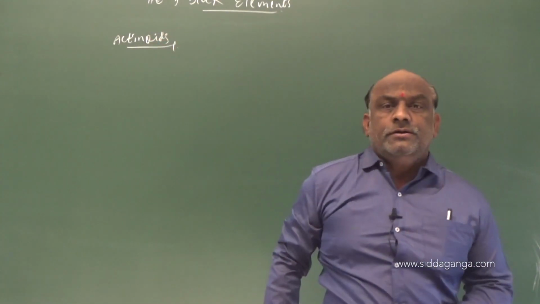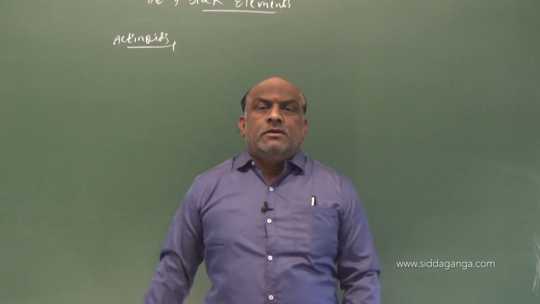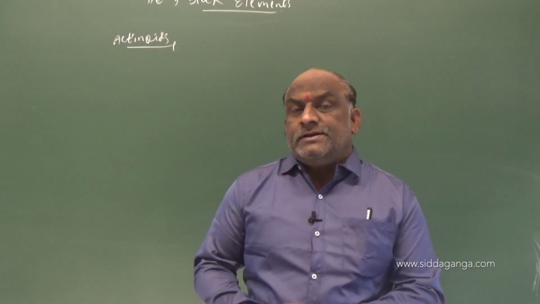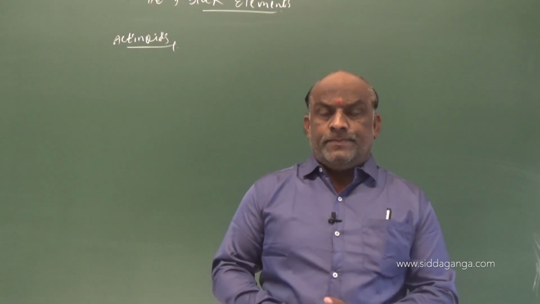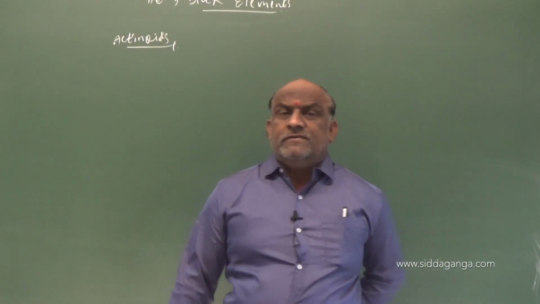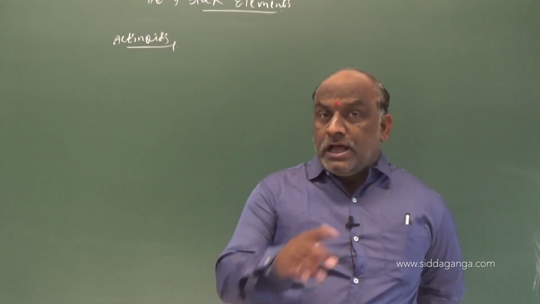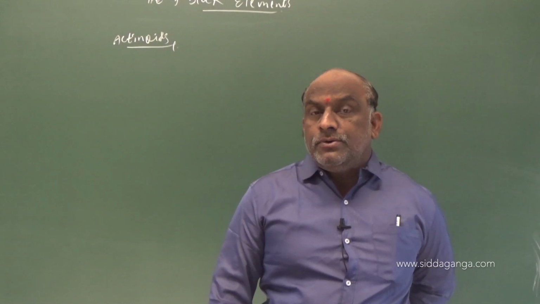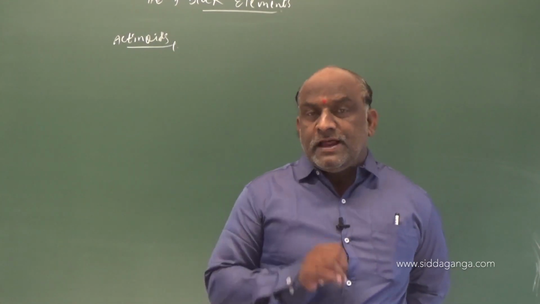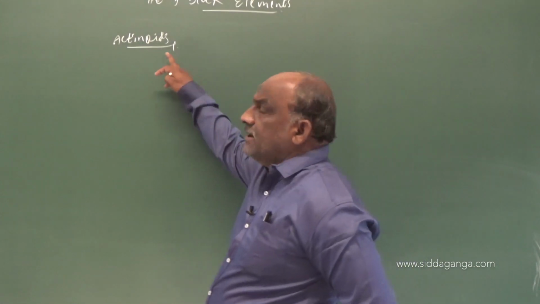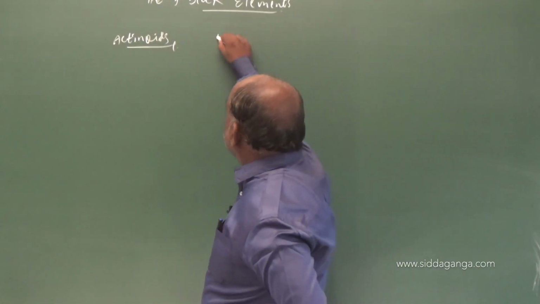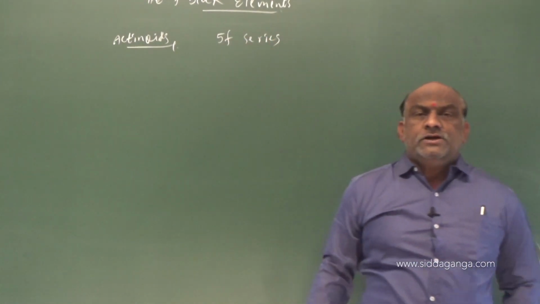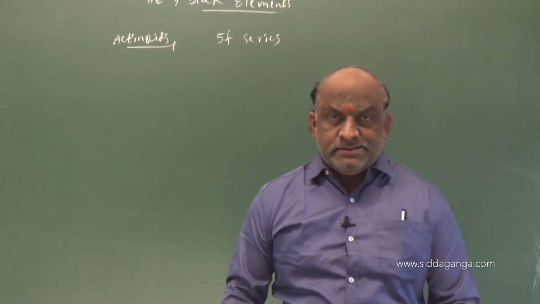Already we studied about lanthanides. Lanthanides, including lanthanum, atomic number 58 to atomic number 71, 14 elements, including lanthanum 15 elements, are called lanthanides. Those are cerium to lutetium, including lanthanum. On the other hand, actinides belong to the 5f series elements.